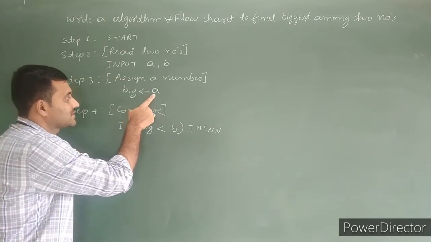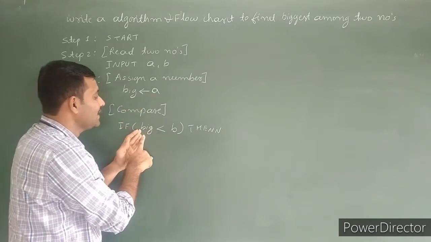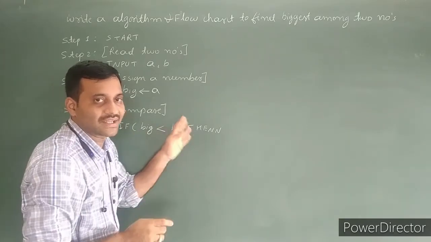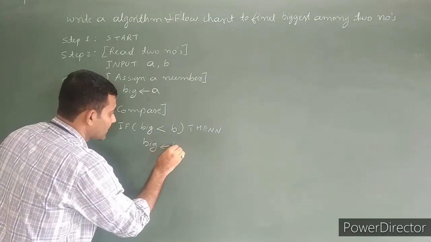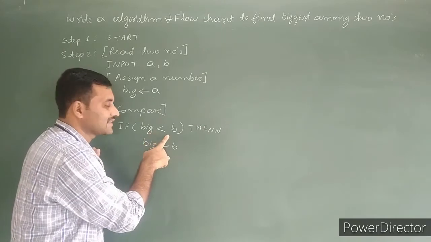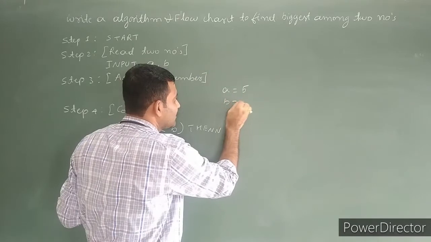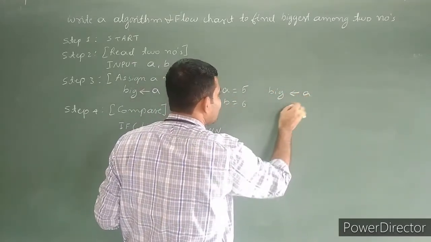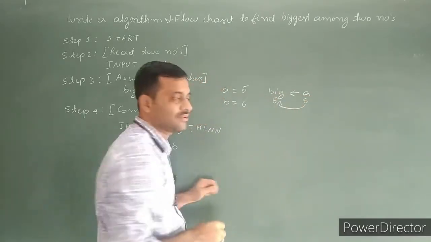So first we assume that the first number is the biggest. If A is less than B, then which one is the biggest? The second one is the biggest, so we assign big ← B. If this condition is true, the succeeding statement is executed. Big is less than B. For example, A value is 5 and B value is 6. Here we assign big = A, that is A value 5 is assigned to big.